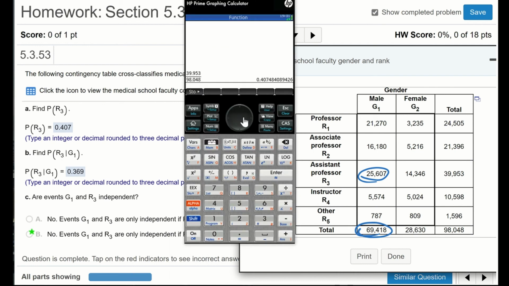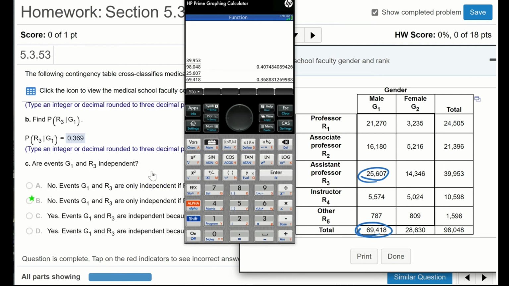So, all right, we're going to get 25,607 divided by 69,418. Okay, and rounded to 3 decimal places, that becomes 0.369. All right.